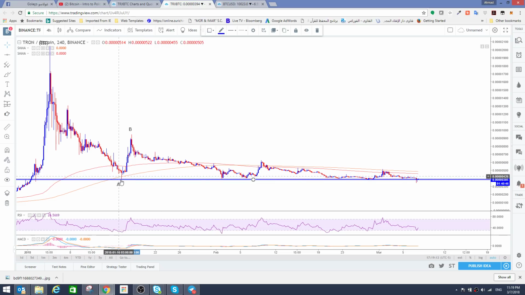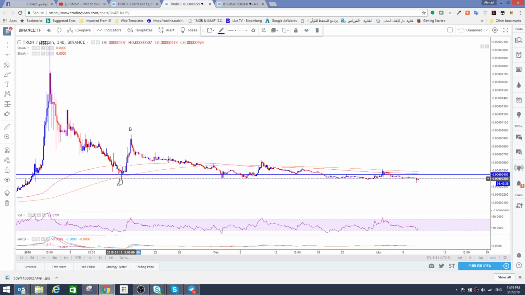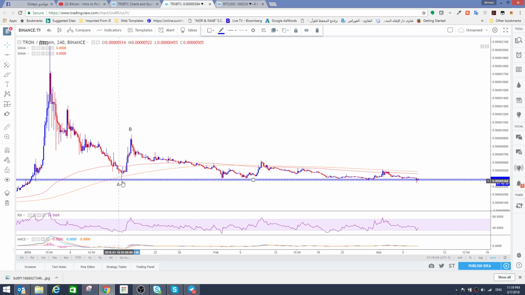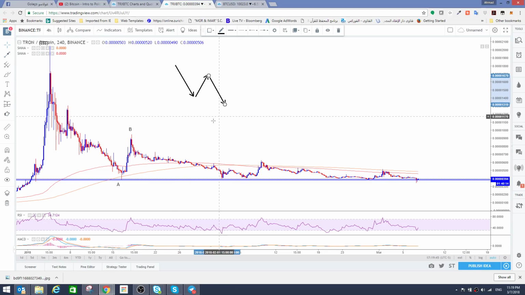we should make sure that the bottom of A is broken. What I mean is, here it's the lowest price of A. So C should at least break it, even by 1 Satoshi, it will be fine. Because if we draw it, ABC, it's like this. This is A, and this is B, and this should be C. So this is the combination of the simple correction wave.